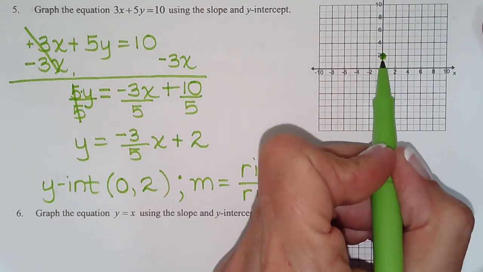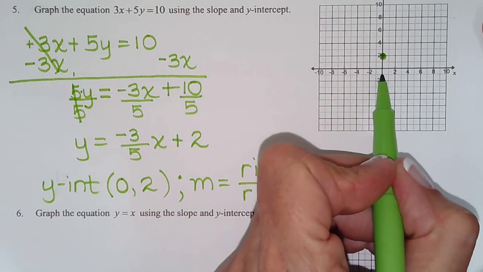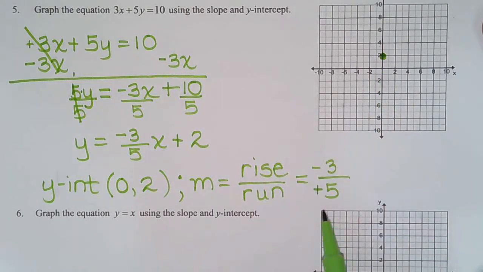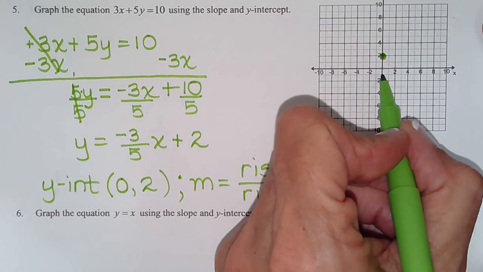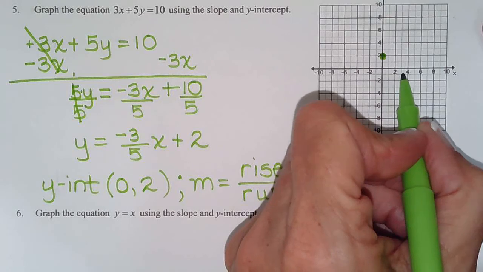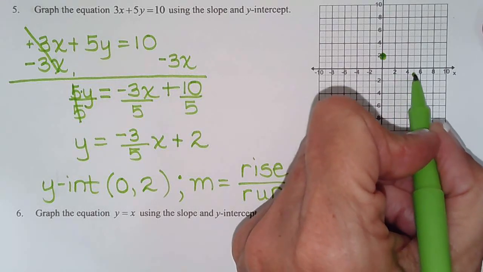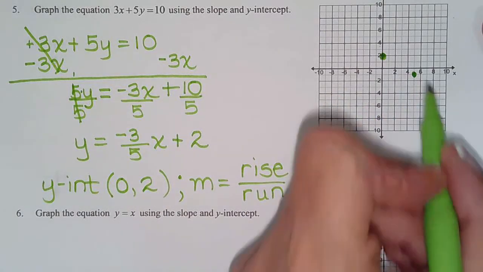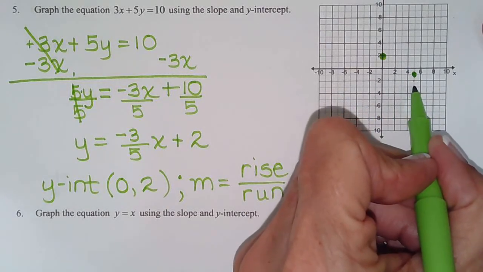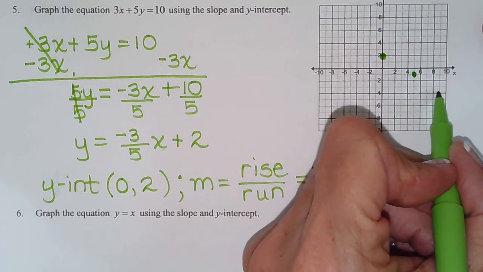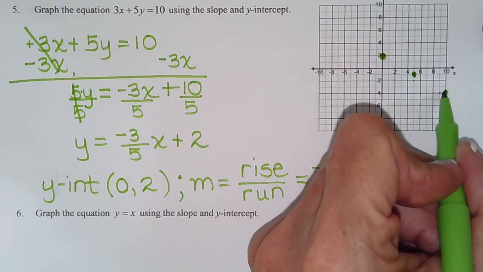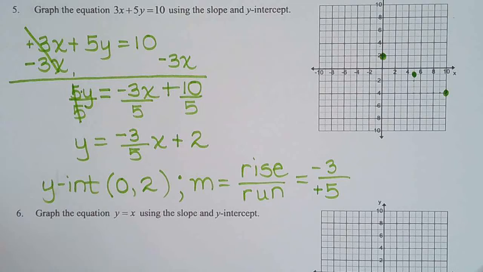So my rise of negative 3 means go down 3, but then I run forward 5 so I don't trip. So down 3, run forward 1, 2, 3, 4, 5. Down 1, 2, 3, run forward 1, 2, 3, 4, 5. So there's my 3 points that are required.